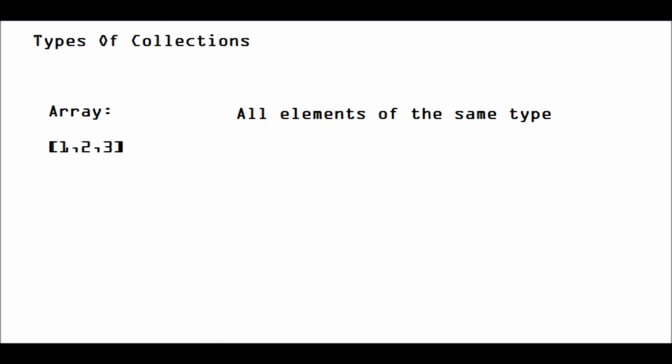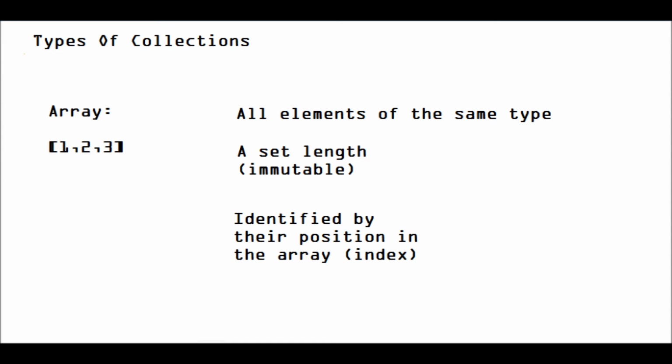Alright, let's start off with what are the types of collections. And we can start with the simplest one, which is the array. Probably already seen it before. All of the elements have to be the same type. Also, the length of the array is immutable. Once you make the array, you cannot change the length of it. All of the elements in the array are identified by their position in the array, also known as the index.